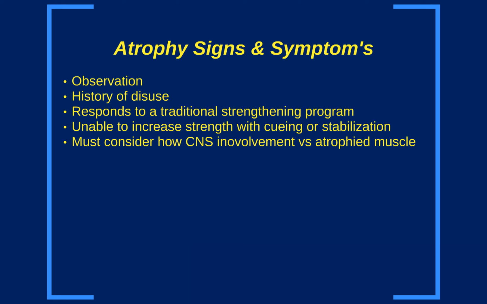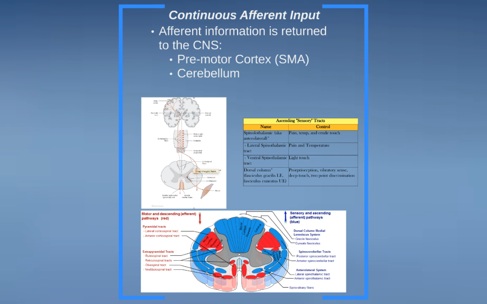But also, a person with an atrophied muscle can and will respond to a traditional strengthening program, but they will not be able to increase their strength with cueing or stabilization. Ultimately, this opens up many more thoughts, and now we must consider how the central nervous system is involved versus the atrophied muscle and determine which dysfunction came first and which is significantly impacting this issue.